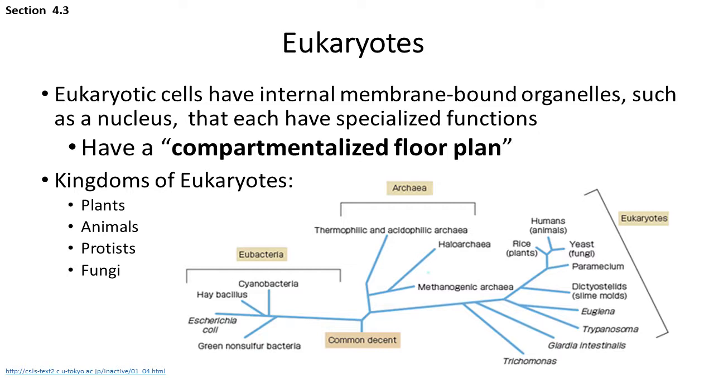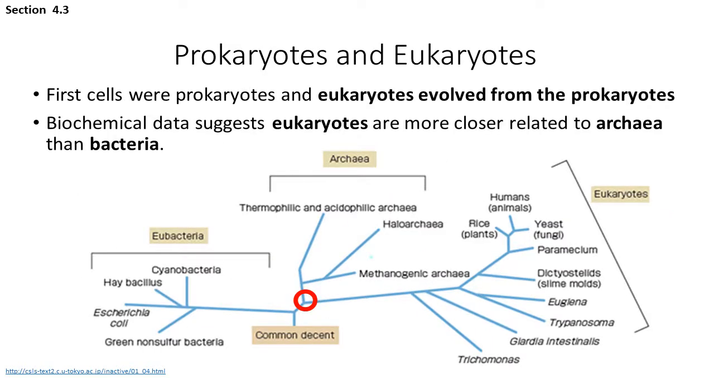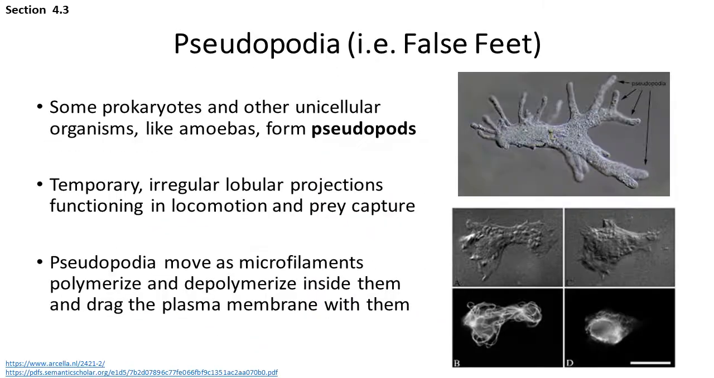Within the domain of eukaryotic cells, there are the four kingdoms that we talked about in the first chapter: the plants, animals, protists, and fungi. One thing that is found in eukaryotic cells are what are called pseudopodia, or false feet. Pseudo meaning false, podia meaning feet, so false feet.